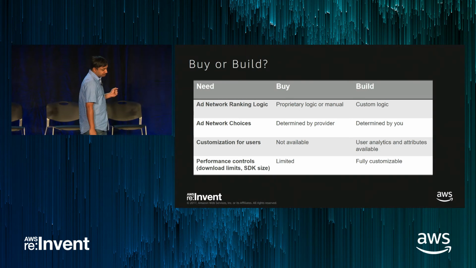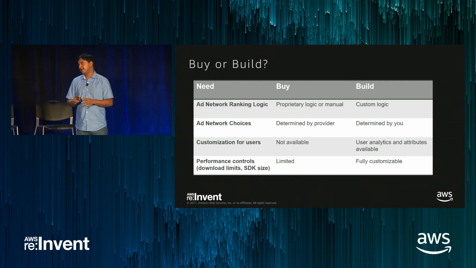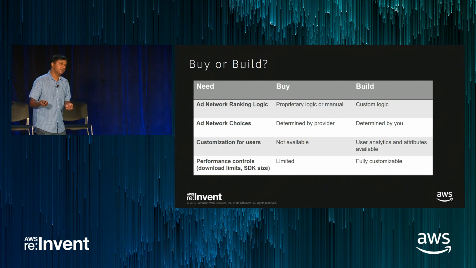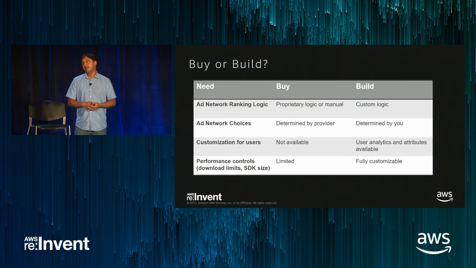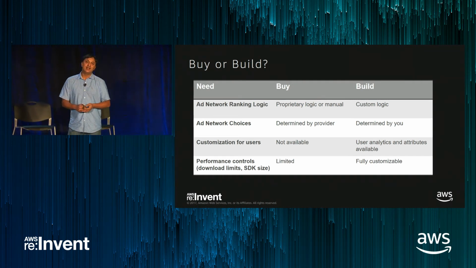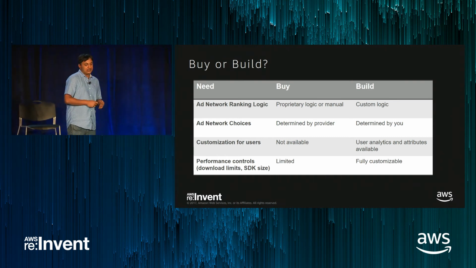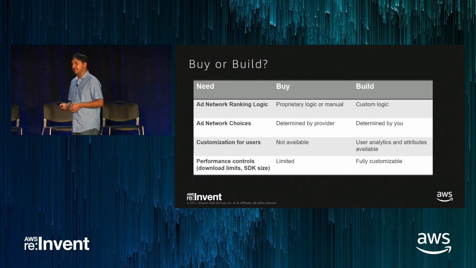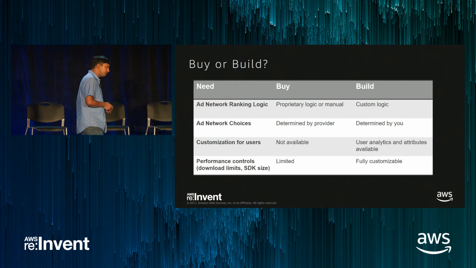Customization for users. What a lot of developers have told us is while mediation services or third-party services do customize to a certain extent based on historical performance, they don't know those users the way you do. They're your users, your end users. You know best how they're using your app, what kind of features they're using. This is rarely data that the third-party services have. So the advantage you get when you build is that you can use these app analytics and user attributes to do that customization that we spoke about.